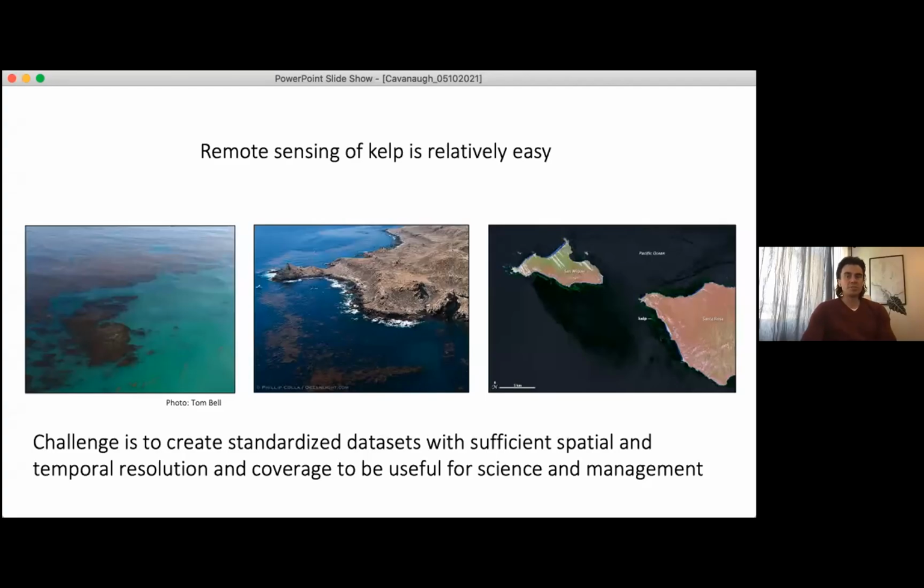Now, much of what I'm going to show comes from an analysis of satellite imagery, a satellite image-based time series of kelp canopy area. So I just want to take a moment to describe the data set.